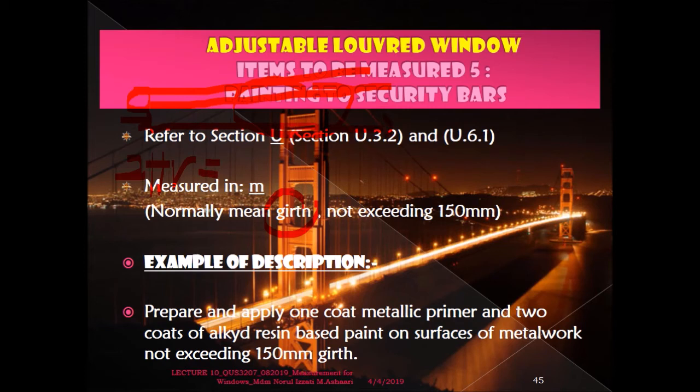Okay, so this is an example of the description. Prepare and apply 1 coat metallic primer and 2 coats of alkyd resin. Basically 3 coats because this painting is exposed. It's not at the back. So we have to write based on 2 different types of coats for the painting.